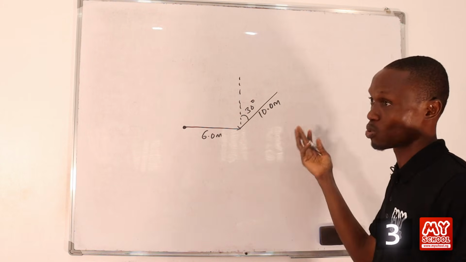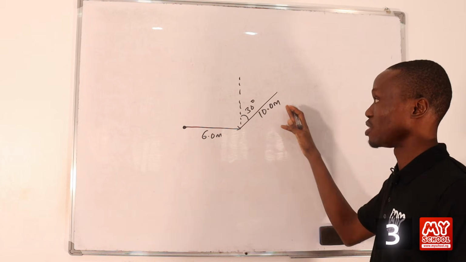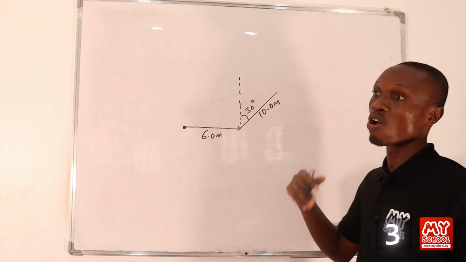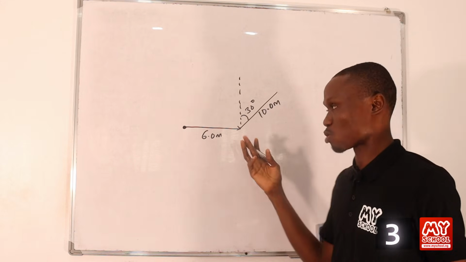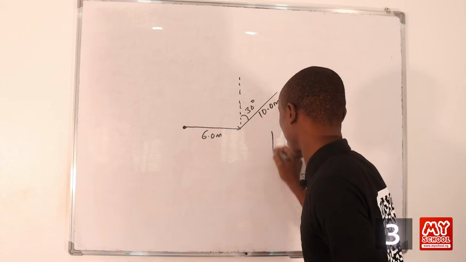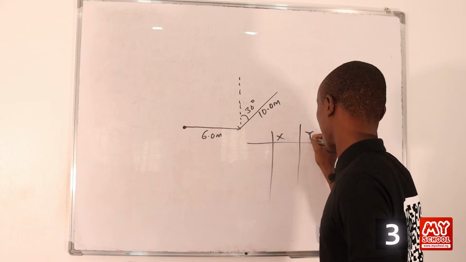In order to solve this, we just have to resolve it, because this is a question on vectors. So we have to resolve it into the x and y components. But then we can as well use other methods to solve it, but that's just what I prefer to use here. So for the x component, let's just write it down. Here we'll have our x, and here we have our y.